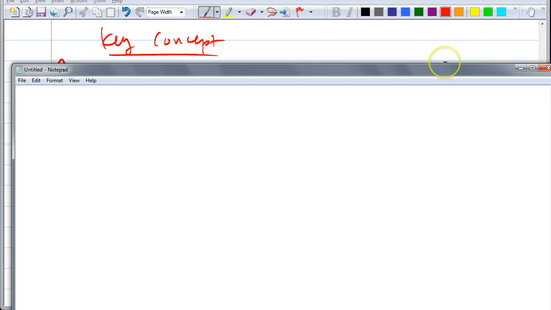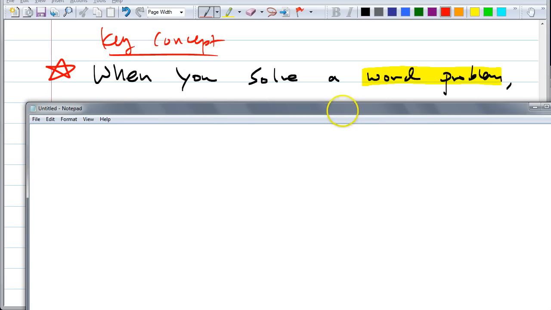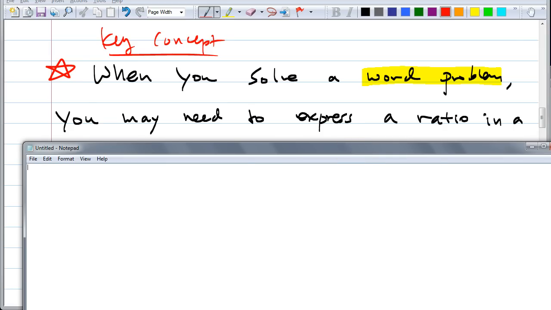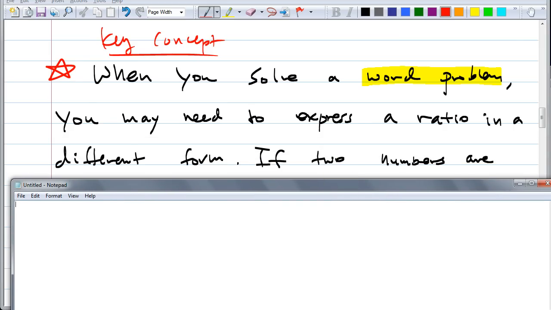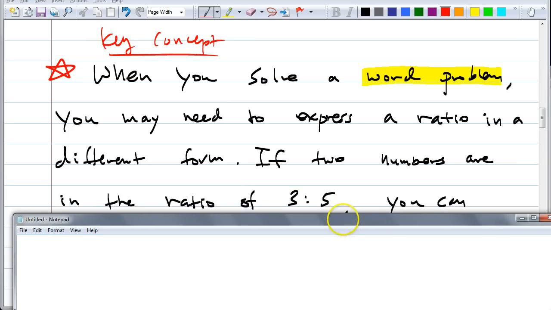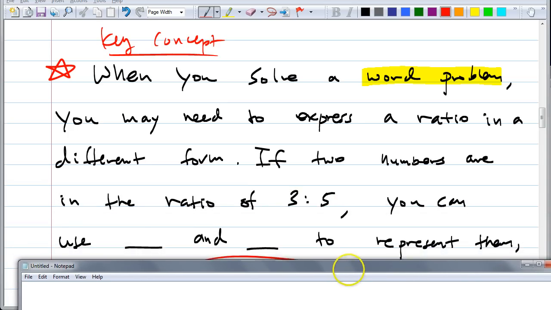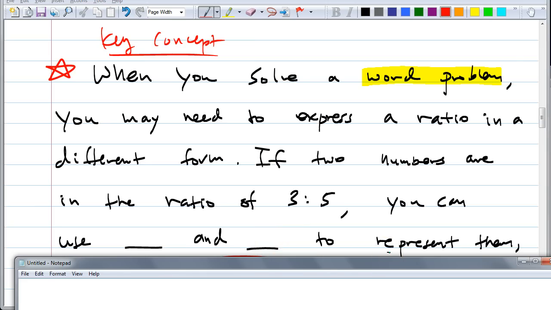Okay. So take a look at this. This is a key concept for this section. So write this down. We're going to be doing some word problems involving ratios. When you solve a word problem involving ratios, you may need to express a ratio in a different form. Okay? How so? What kind of form are we talking about? If two numbers are, for example, in the ratio of 3 to 5, you can use something and something to represent them. So imagine that you have a word problem that involves a ratio of 3 to 5.